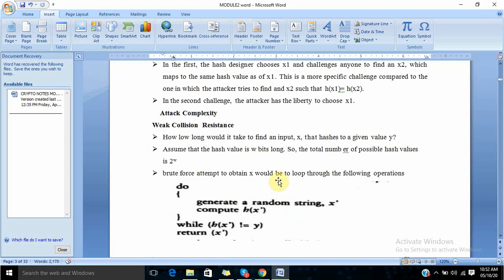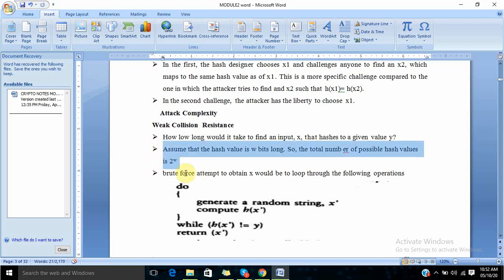So one more thing we need to understand. See, assume the hash value is w bits long, so the total number of possible hash values is 2 to the power w. So this is one thing you need to know. In this program, they are simply taking different values of x' and finding the hash h of x'. They are checking on different values. Till when will this continue? This will continue, students, till this value matches y. When h of x' becomes equal to y, it will come out and return x'.